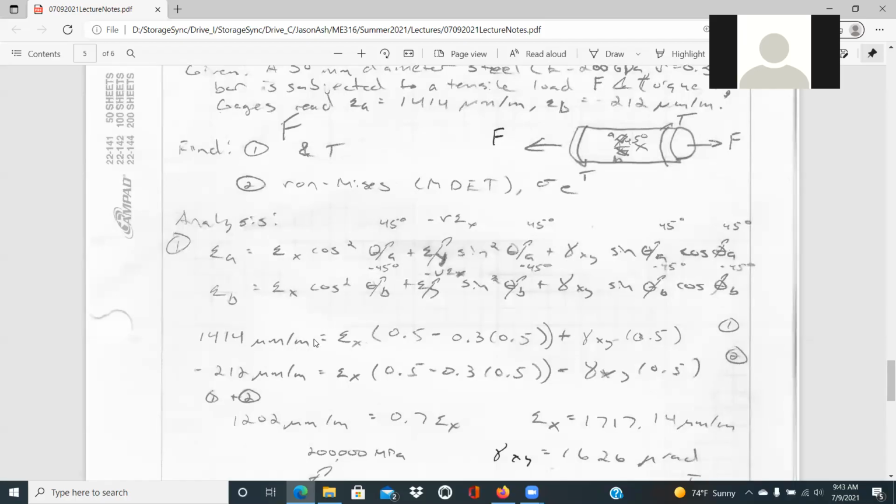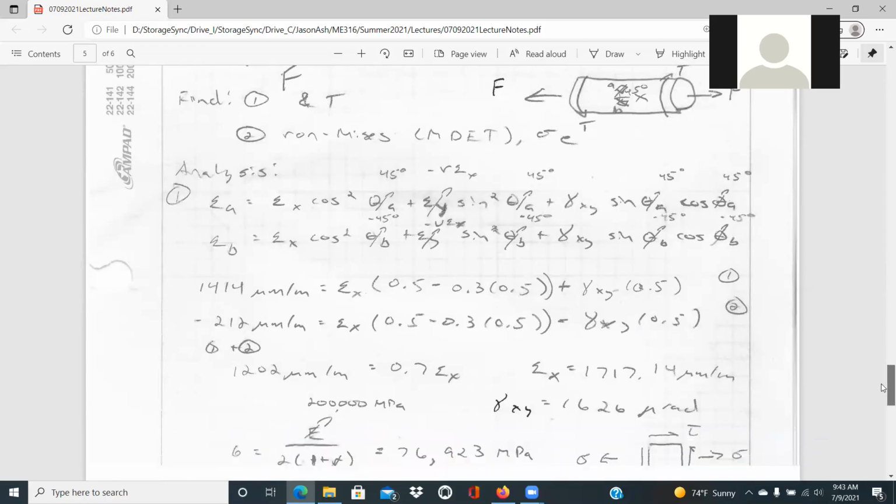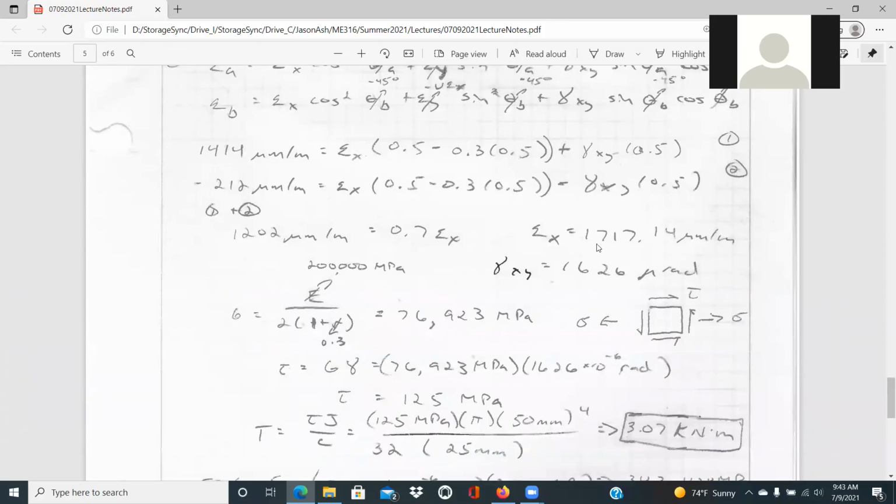And so we can plug then our values in for that and end up with 2 equations, 2 unknowns for strain in X, strain in the Y, and then solve for those. I ended up with a strain of X of 1,717.14 micron per meter and gamma XY of 1626 microradian.